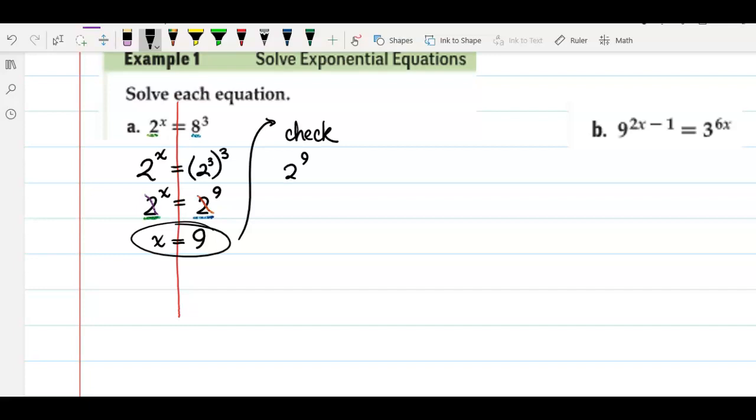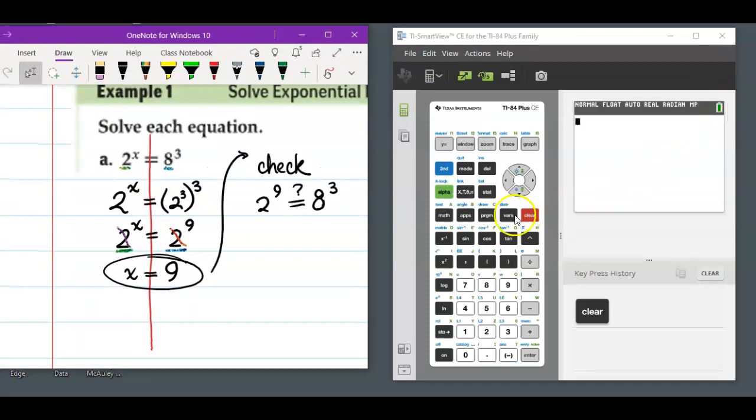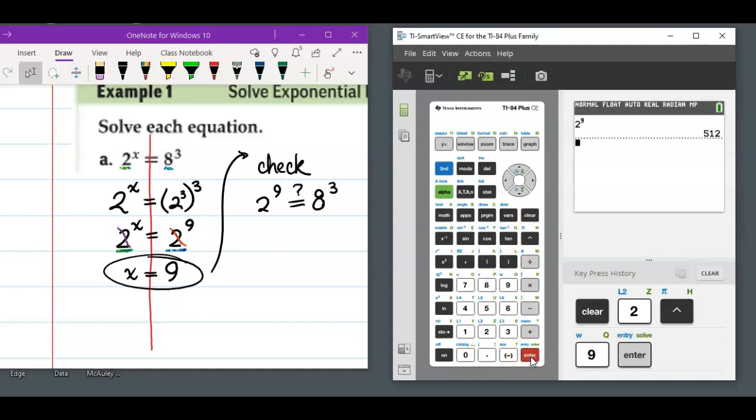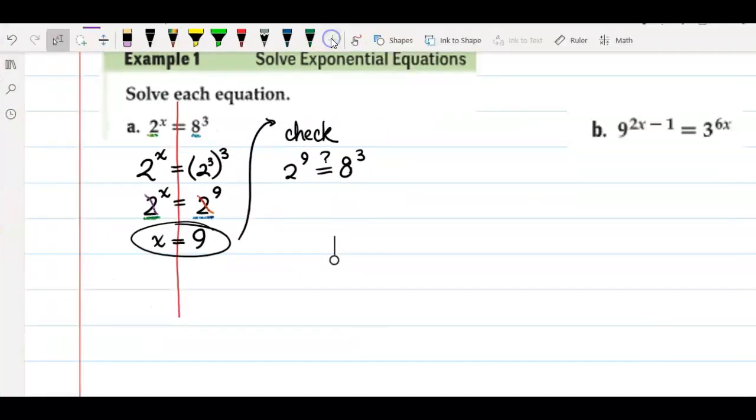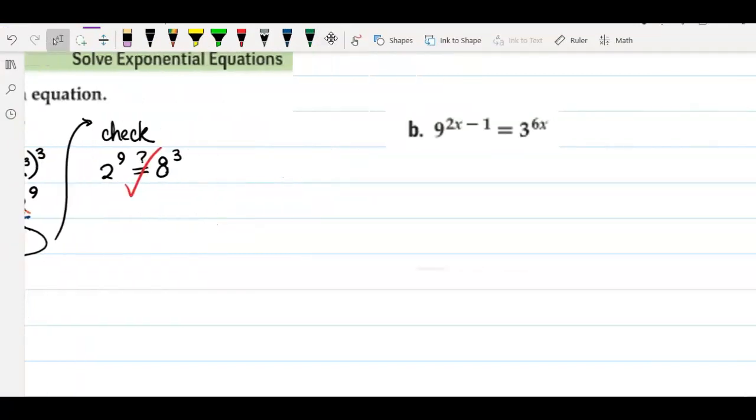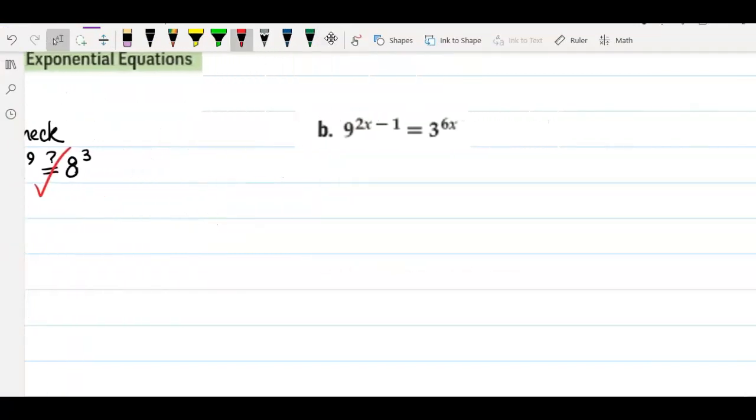Is 2 to the 9th the same thing as 8 to the third? To do this, let's use our calculator. 2 to the 9th is 512. 8 to the third is also 512. So we know that we are correct.